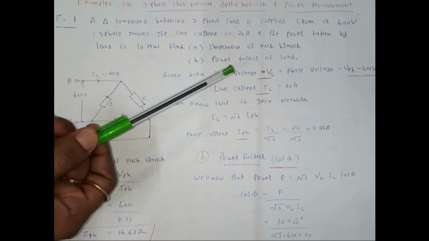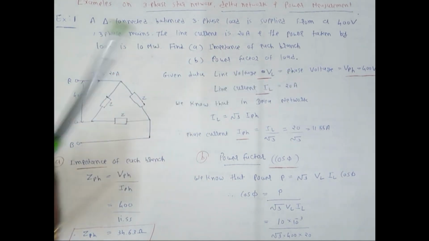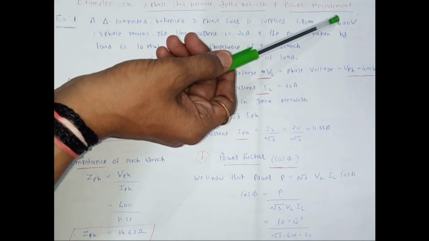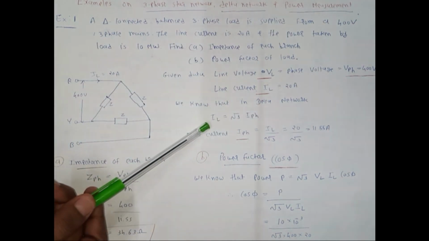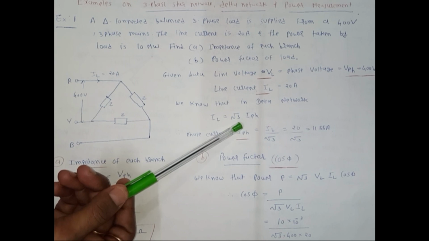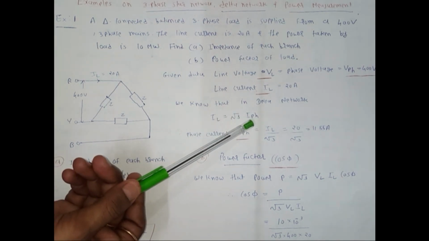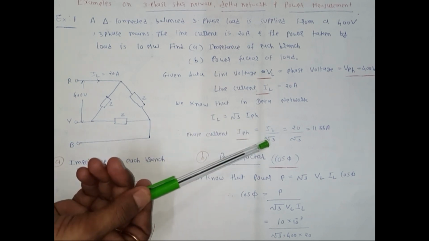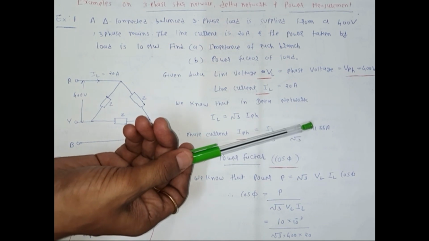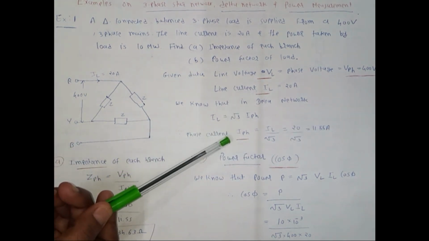Here line voltage equals phase voltage, which is 400 volt, and we know that in a delta network line current equals root 3 phase current. So making phase current the subject, phase current IPH equals IL upon root 3. So 20 by root 3 equals 11.55 ampere. This is the phase current.